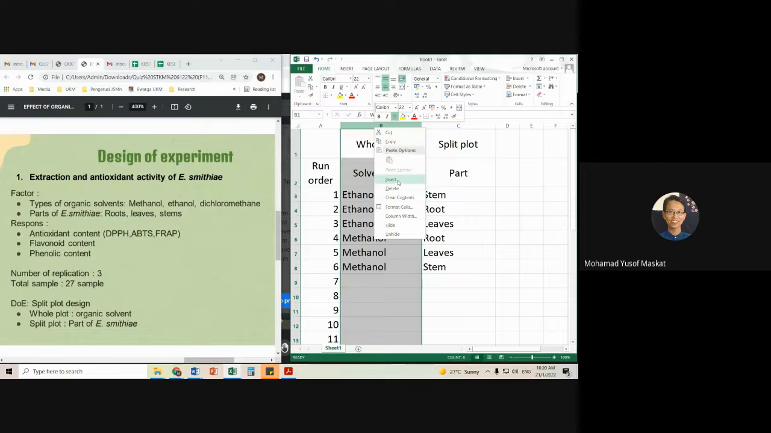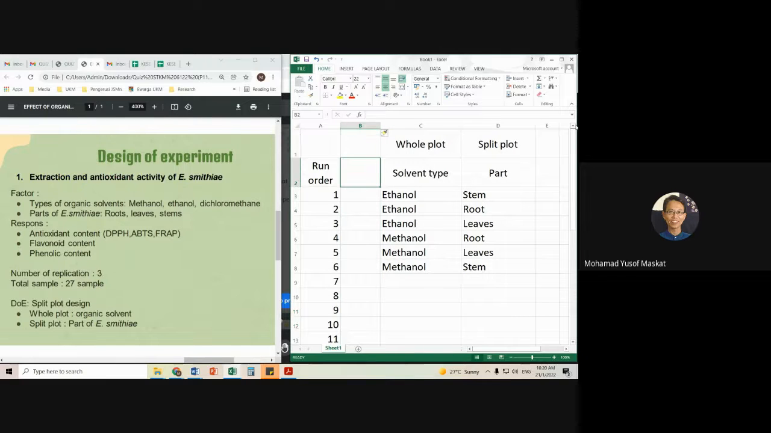And then the last one will be, sorry, replication. I forgot. So this is the replication. All of this will be replication 1 because she's doing it in a block, taking the replication as block. And then this is the dichloromethane, DCM. So do all the dichloromethanes, but over here you have to randomize again. For example, you got the stem, then the leaves, then the roots. And after that, you finish your first replication.